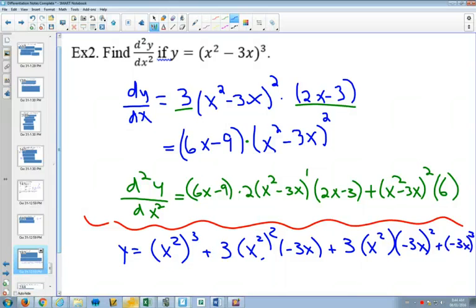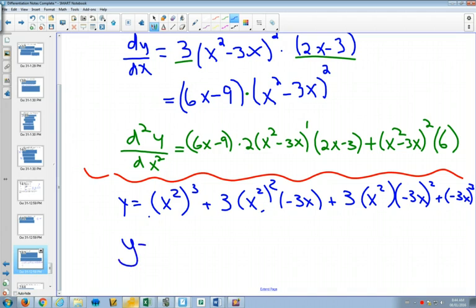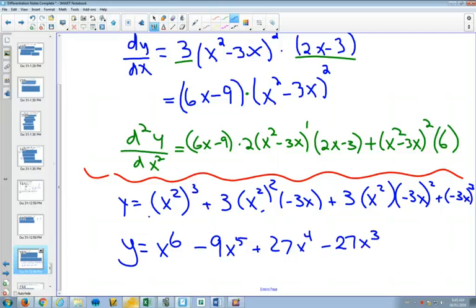See how I have Pascal's triangle in there? 1, 3, 3, 1 for expanding something to an x cubed. And my powers went x squared cubed, x squared squared, x squared, and then none. And the other ones went up by 1. And so if I expanded this completely, I'm going to get x to the 6th minus 9x to the 5 plus 27x to the 4 minus 27x cubed.